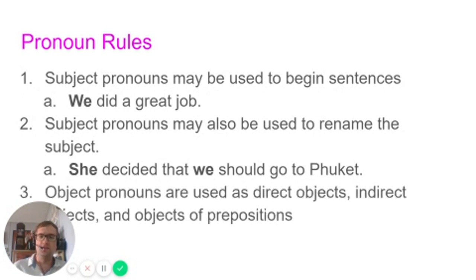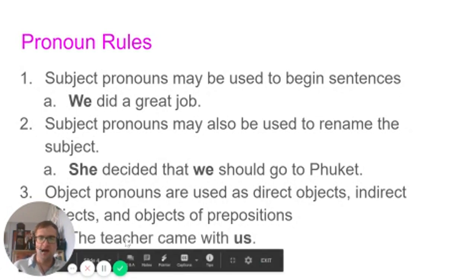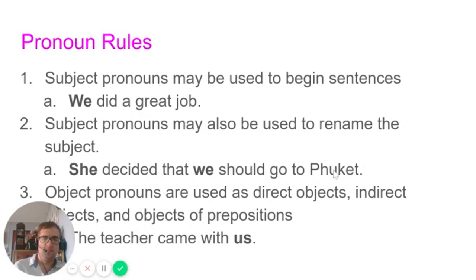The next one is the object pronoun. They are often used as direct objects, indirect objects. They replace the object of the sentence. For example, the teacher came with us. The subject of the sentence is the teacher. The teacher came with us. Us is the object. If we want the direct object, we could say the teacher came with the students.